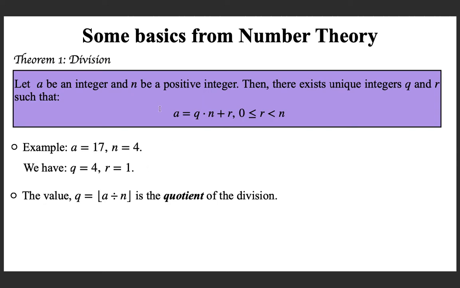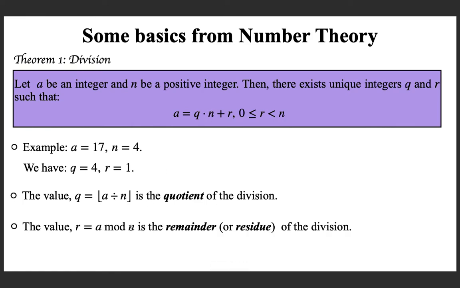And here in the division theorem, you are coming up with a q and an r, where q is called the quotient of the division when you divide A with n. So q is nothing but the quotient of dividing A with n, and r is the remainder or residue of dividing A with n. So the remainder if you divide A with n is written as A mod n, the remainder of dividing A with n, which is called the remainder or residue.